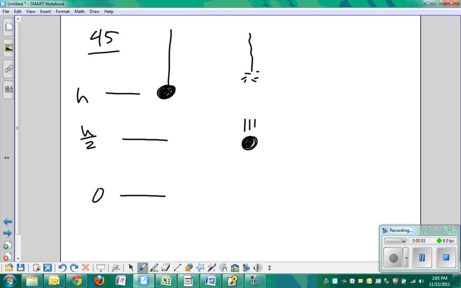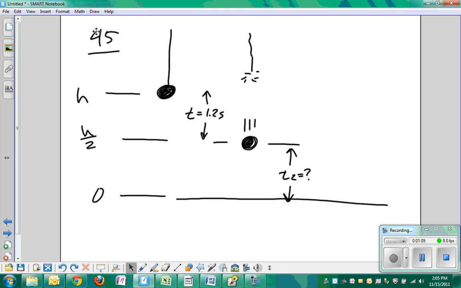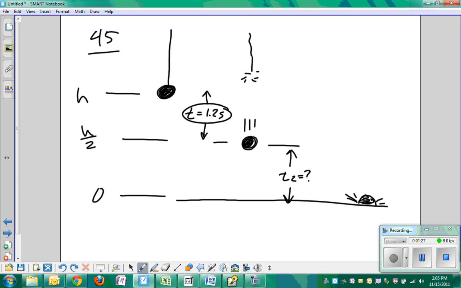And we know that this took t equals 1.2 seconds, and we want to know what this t2 is equal to, right? Is that correct? And here's the ground, and that's how long it takes for this thing to go. All right, so how much longer? We got a bunch of stuff here. We're going to need to use this time to figure out what this distance here is. Then what are we going to do with this distance here?